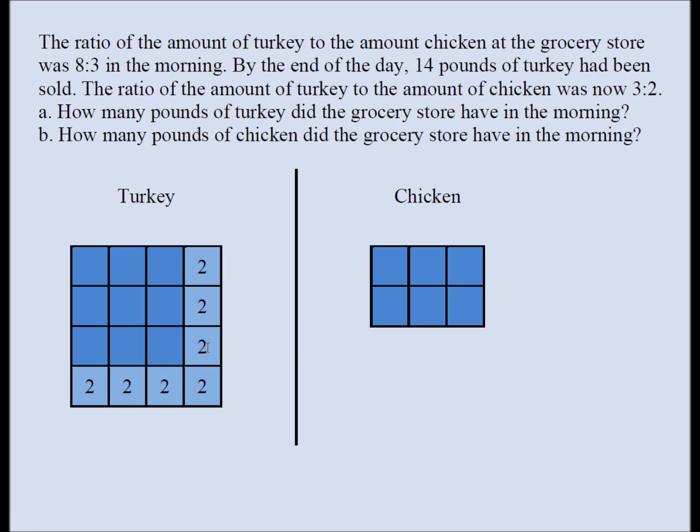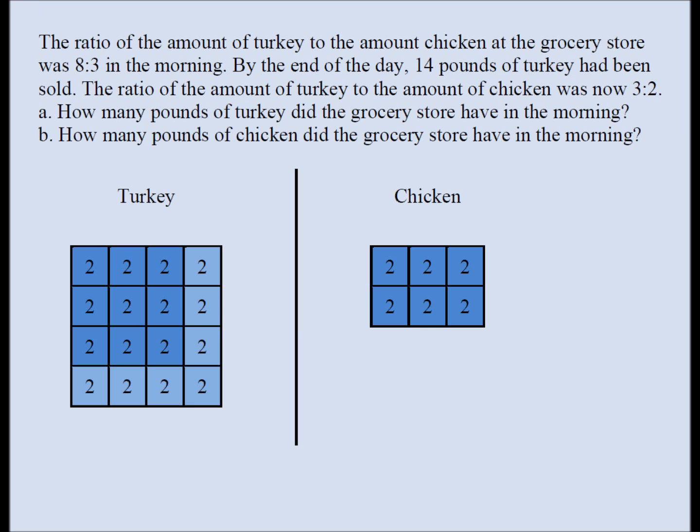2 plus 2 plus 2 plus 2 plus 2 plus 2 has to be 14. So all this is 2. Let's fill them up. 2, 2. Now this is the original scenario. Look at the ratio of this whole chicken; it is still 3 to 8. So for every 3 parts of chicken, you have 8 parts of turkey.